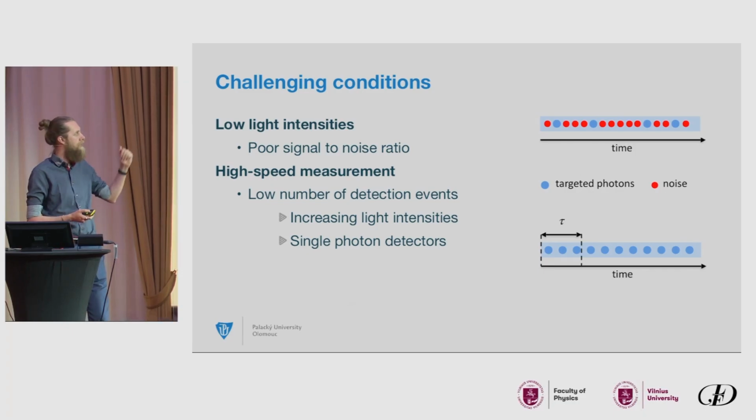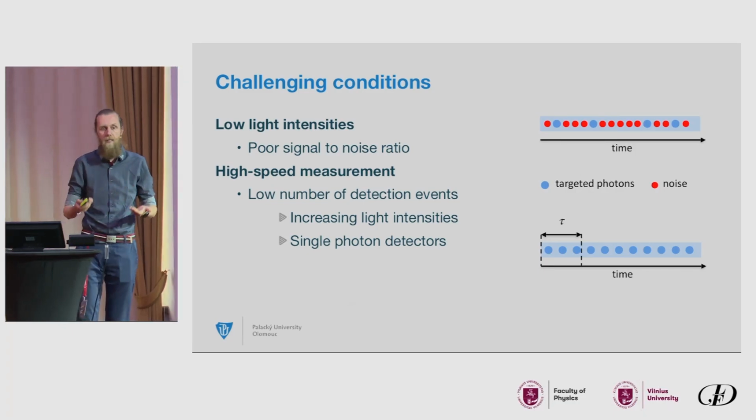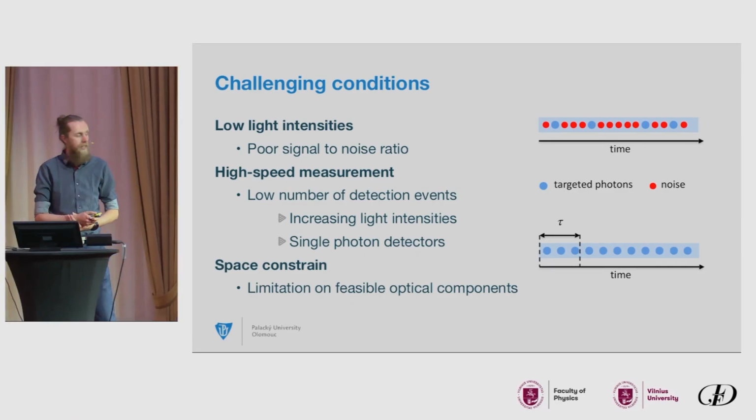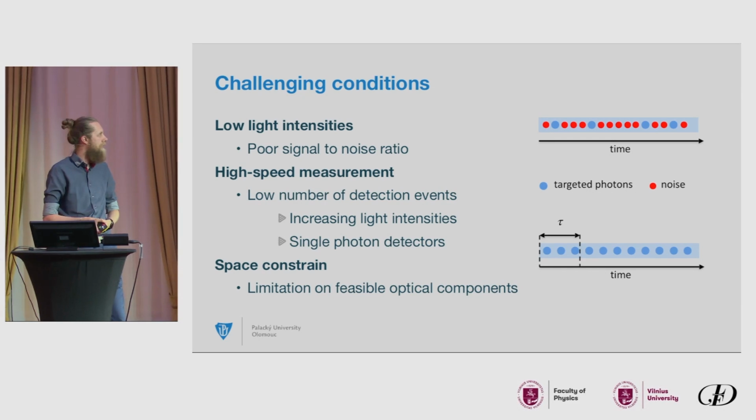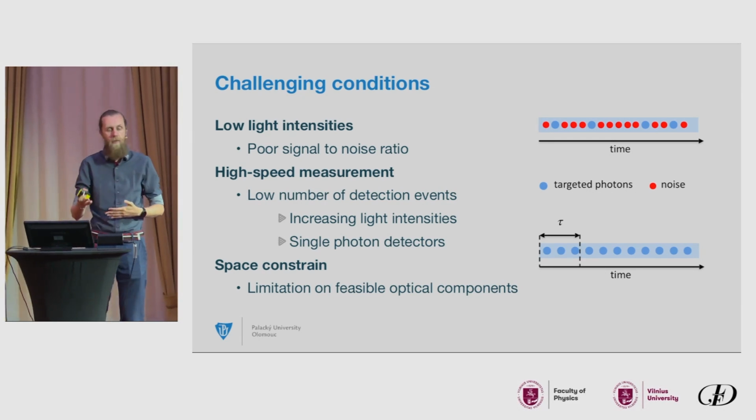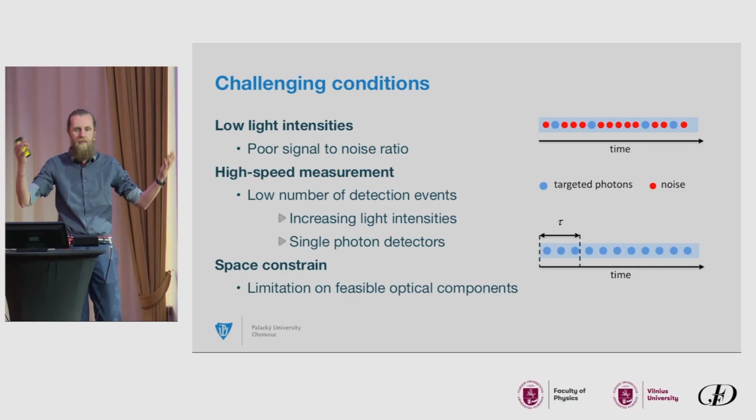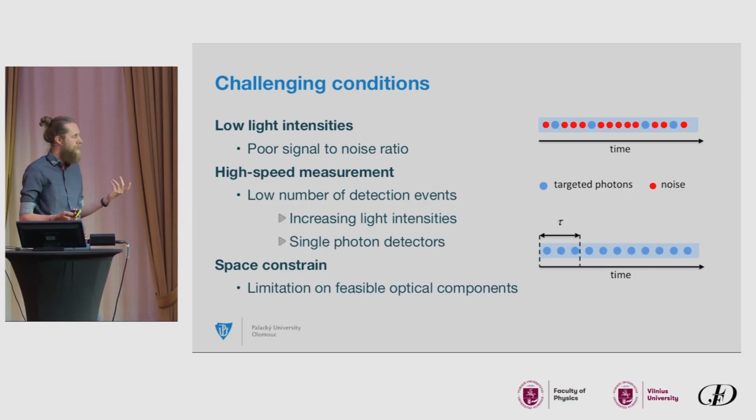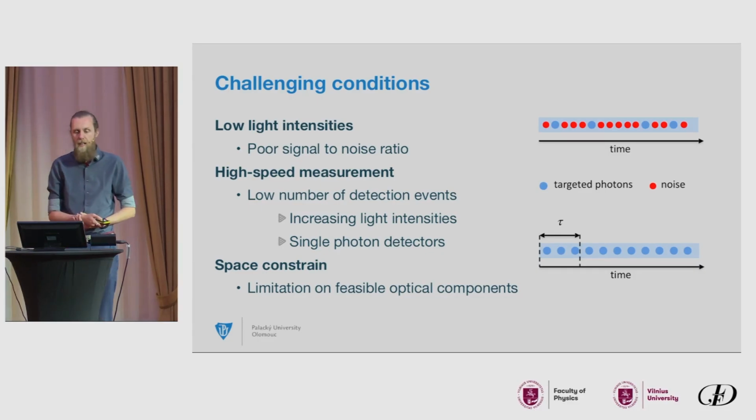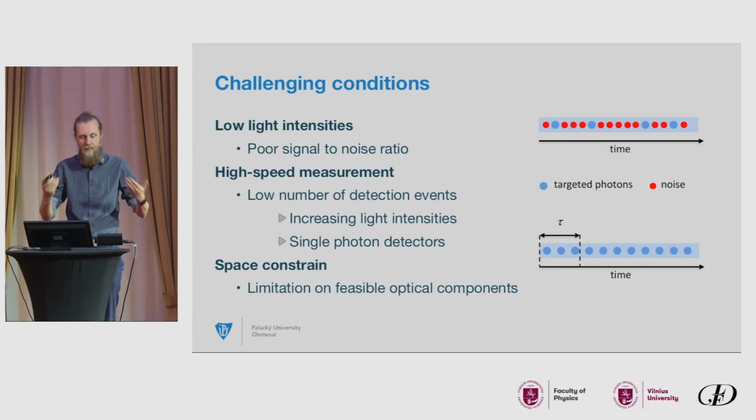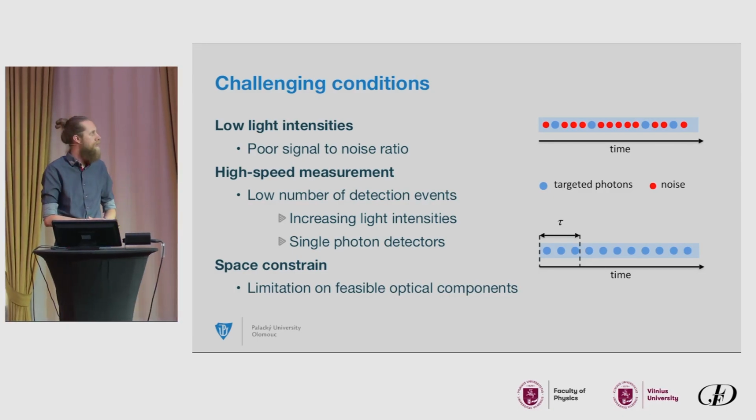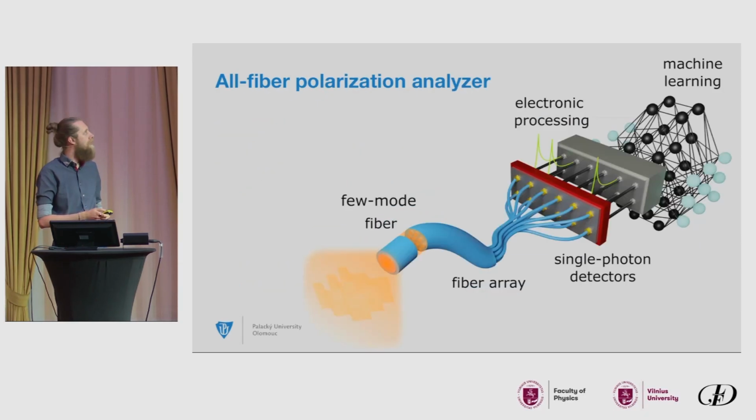Of course, we can use single detectors, but the problem is that it's a relatively bulky thing, and sometimes we have space constraints. It means we are limited with the shape of our device, for example, in endoscopic measurements or something like that. And these constraints lead us to develop our all fiber polarization analyzer.